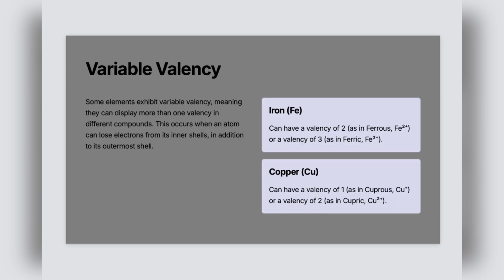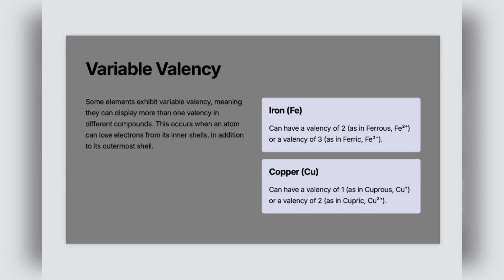Moving to the next, variable valency. Variable valency means some elements can show more than one valency. These elements can lose different numbers of electrons in different compounds depending on the situation. Why does it happen? Actually, some elements have more than one stable electronic state.